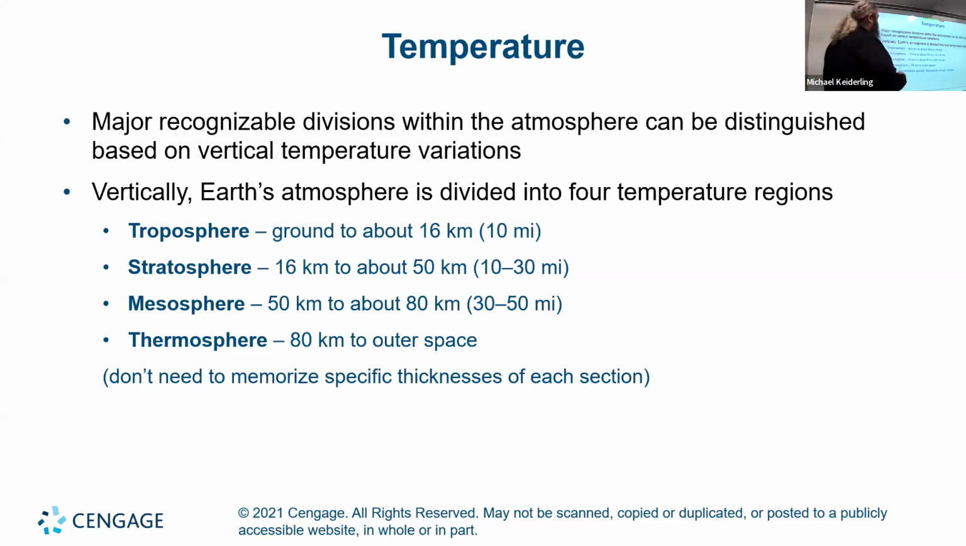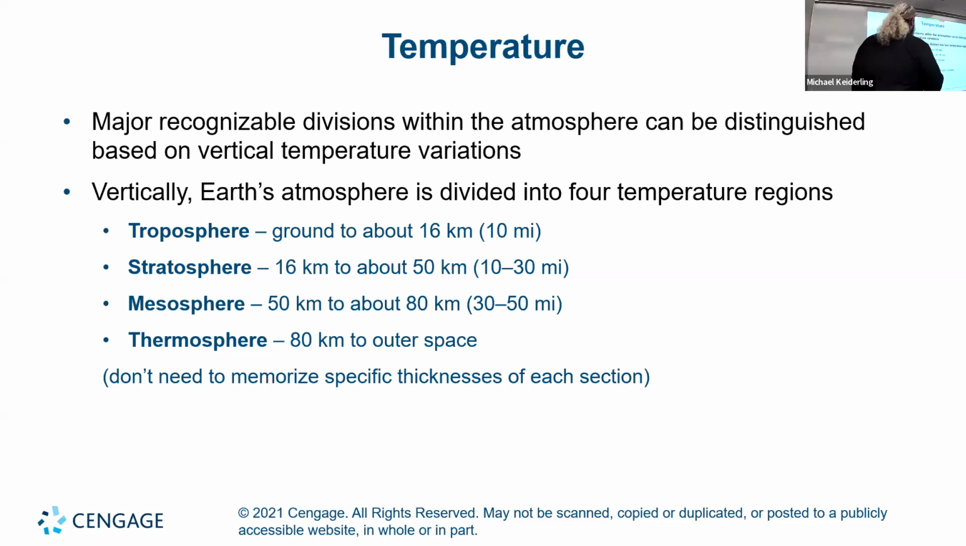The next layer is the stratosphere. This is from about 16 kilometers to 50 kilometers, from about 10 to 30 miles. In the stratosphere, as you go up, it actually warms. That's because the ozone layer is in the stratosphere, and the ozone layer is absorbing energy from all that UV radiation that it's blocking. And so that's heating the top of the stratosphere, so it warms as you go up.